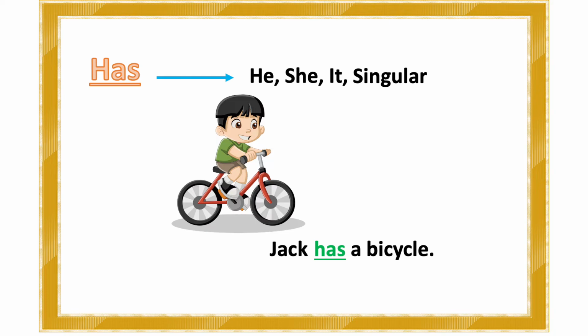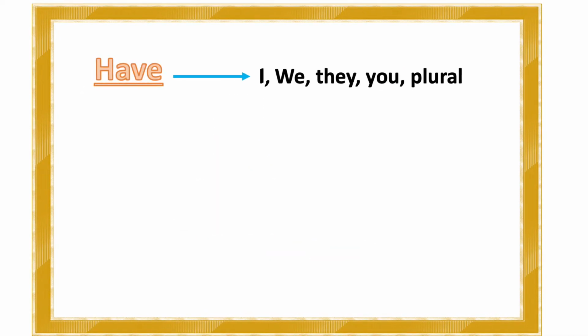Jack has a bicycle. Here, Jack is a singular noun, so we use singular nouns with has. Now, let's look at some sentences using have.